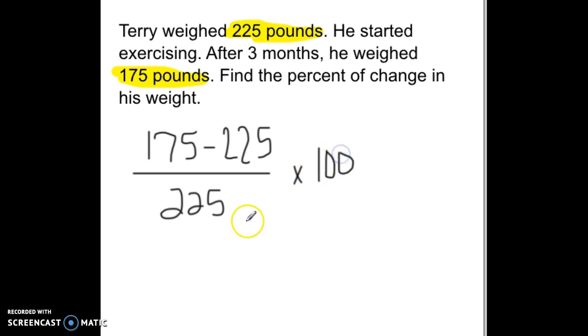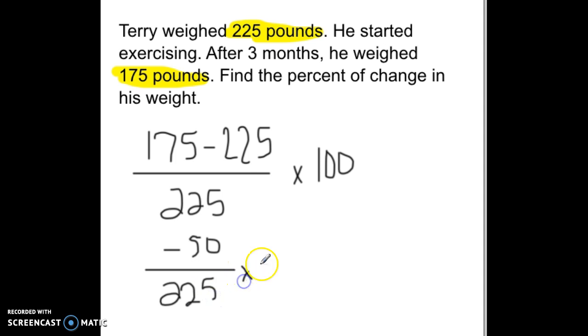Okay? So we'll end up with negative 50 divided by 225, and don't forget we're going to multiply it by 100 at the end. And when we do this, if you do several steps together, you'll end up with negative 22.2%. Or we could say a decrease of 22.2%. Now this is a repeater, by the way. All right, so let's look at our next problem.